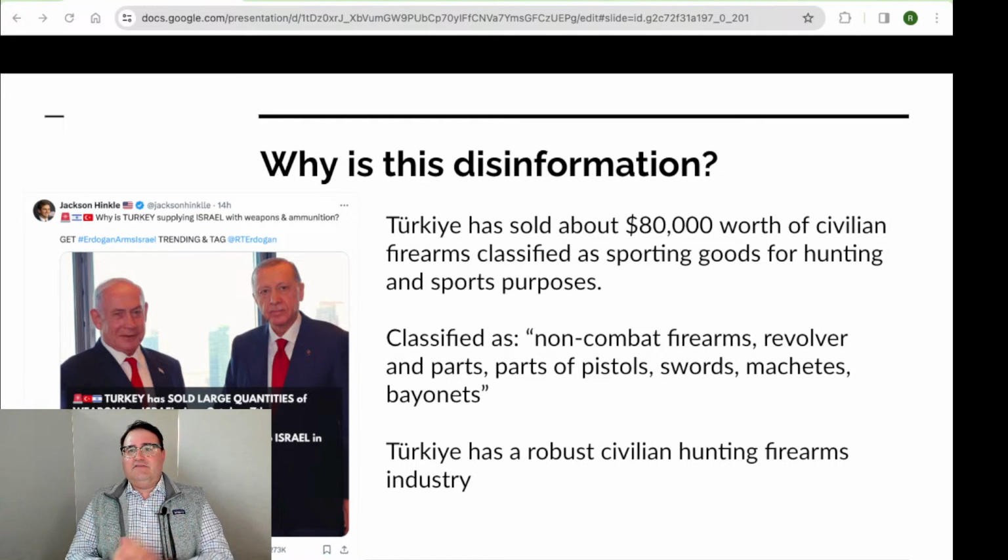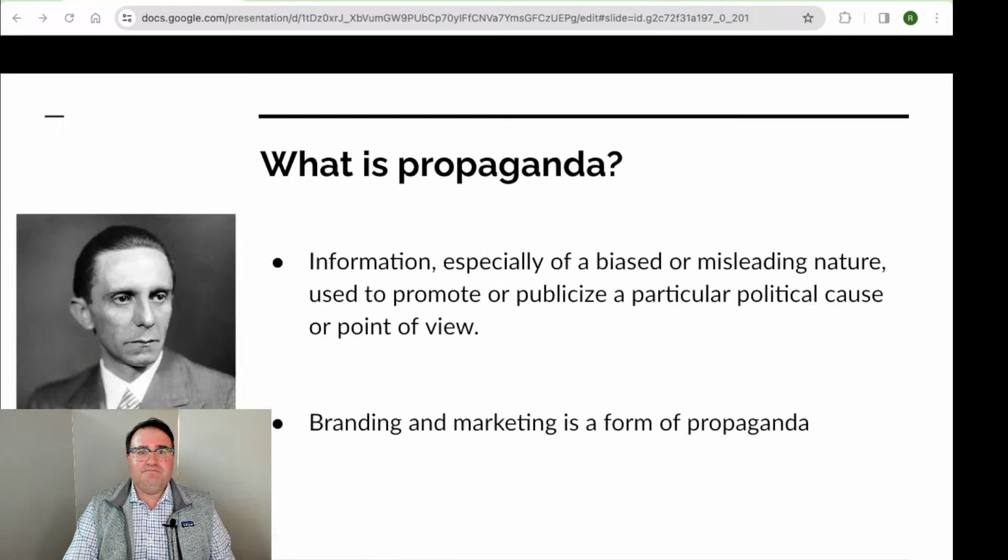It seems like kind of a weird way of putting it, but that's probably what's on the customs form to get into the country. But Jackson Hinkle took something that was true and twisted it to fit his own narrative, and he lied. So the truth was that Turkey sold about $80,000 of civilian sporting goods to Israel. And the lie was Turkey is sending weapons to Israel. I mean, there are weapons, but they're probably only going to hurt you if you're a sporting clay.